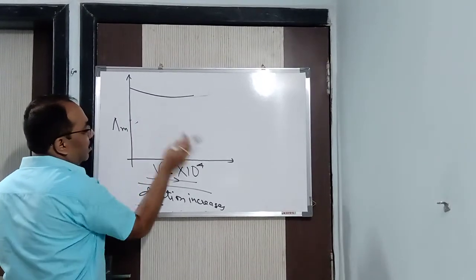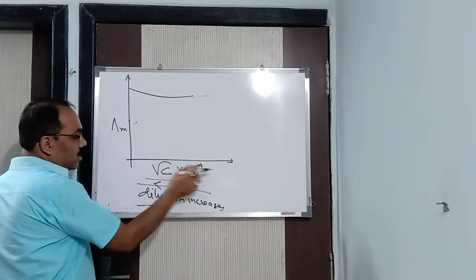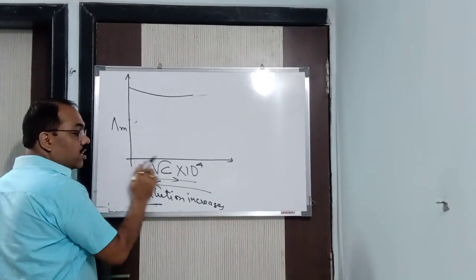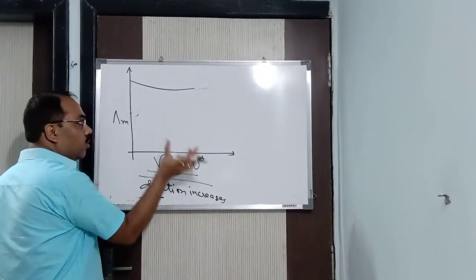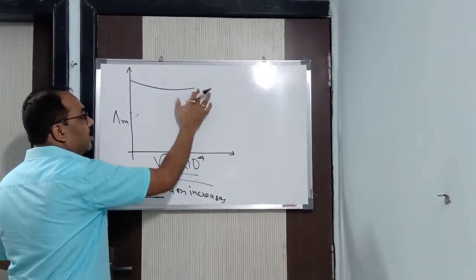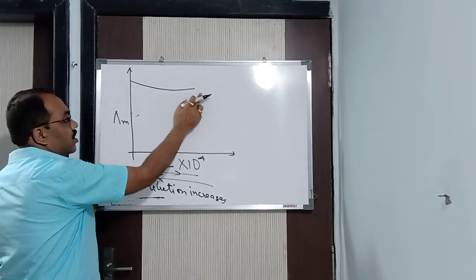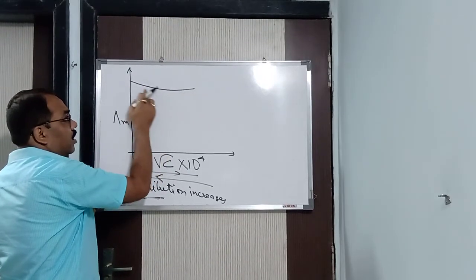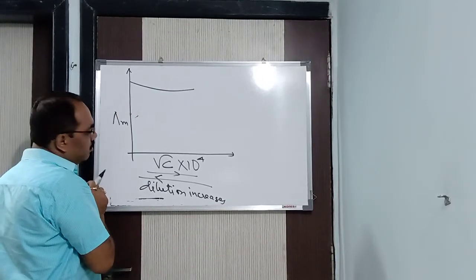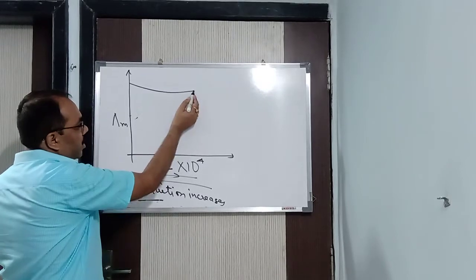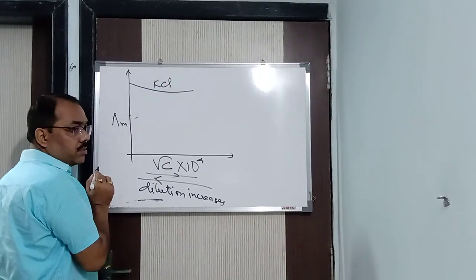That means you are increasing the dilution, because concentration is increasing in this way. You are going and adding more and more water to it. Clear? So dilution you are increasing. So what happens? The molar conductivity, Λm, is also increasing. See the graph now, the graph is rising. Clear? You can see that. Which particular electrolyte? KCl I have taken.